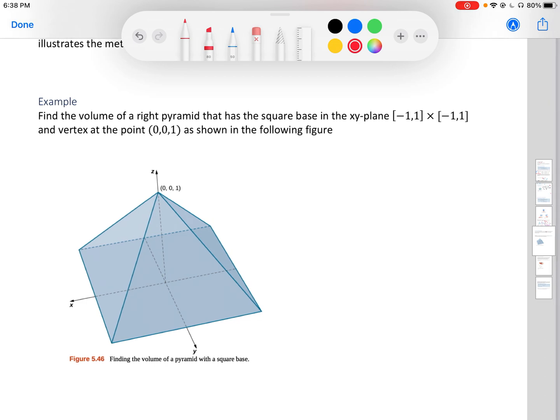So here the example reads, find the volume of the pyramid that has a square base in the xy plane of -1 to 1 and -1 to 1, and the vertex at the point 0, 0, 1, as shown in the following figure.